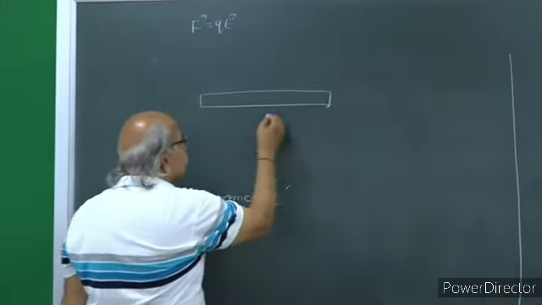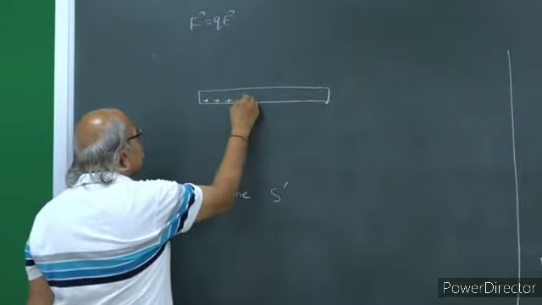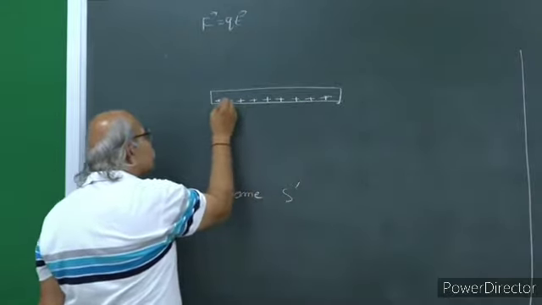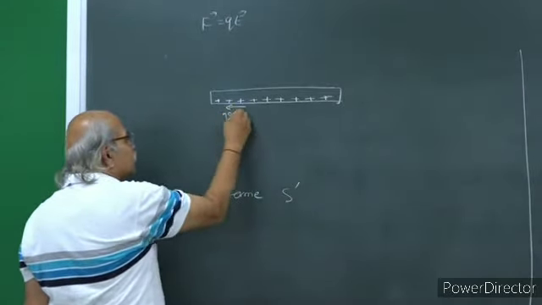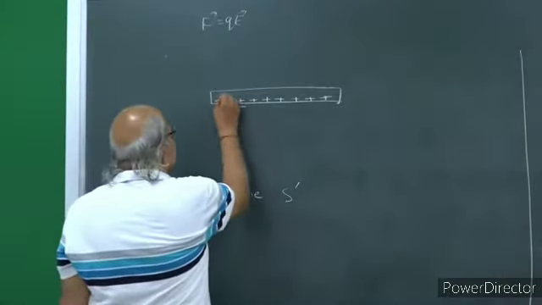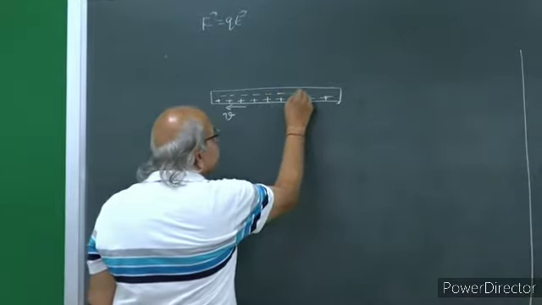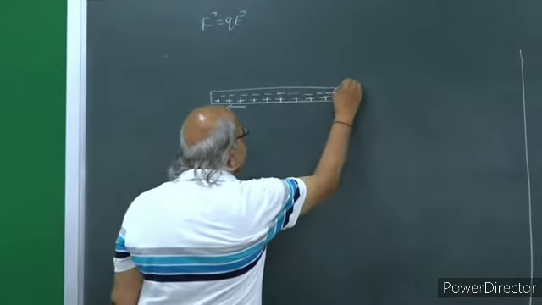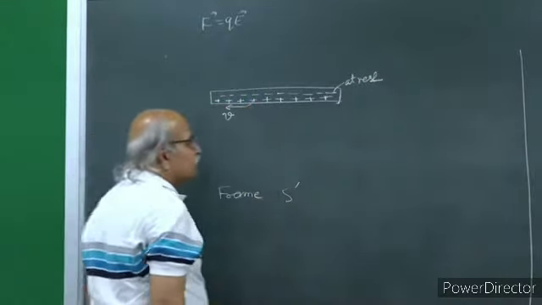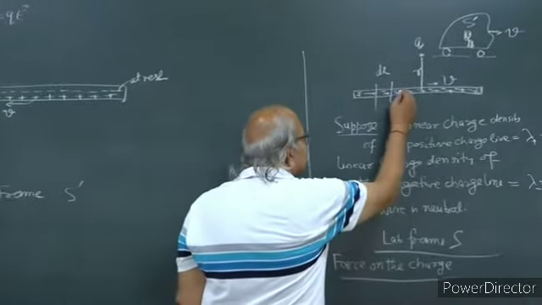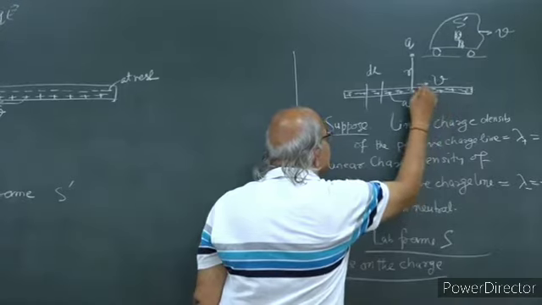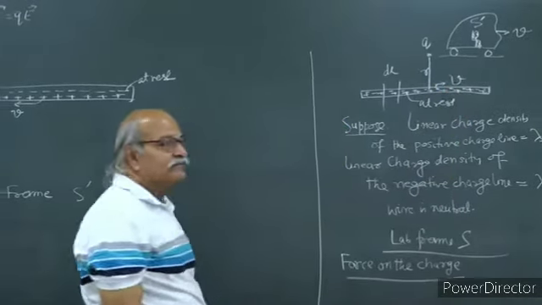You have the wire, you have positive charges, and these positive charges are moving with a velocity v in the opposite direction towards left, and then you have negative charges. And those negative charges are at rest. This is at rest, and this is moving with velocity v. Here, what was the situation? This positive charge was at rest, and this negative charge was moving with velocity v.